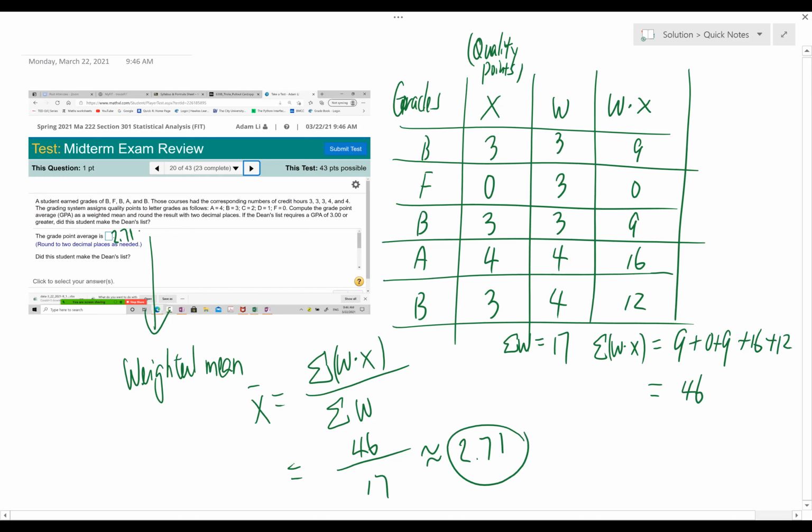And 3.00, that's the dean's list, right? Every school has a different benchmark or cutoff point for the dean's list. Some schools use 3.5, some use 3.3, so totally different. This school is using 3.00, so 2.71 obviously does not make the dean's list. Any question on this?